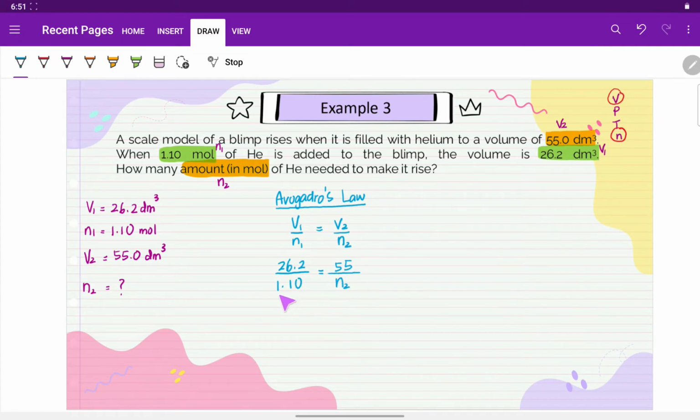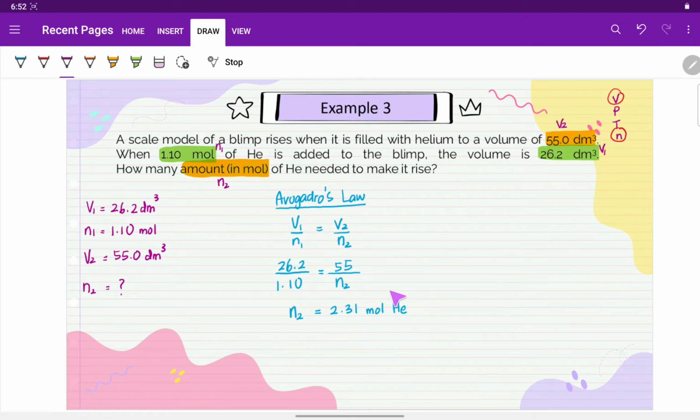Again, yang penting macam saya bagi tadi, the units mesti sama. So kalau V1 dalam decimeter cube, V2 pun mesti dalam decimeter cube. Kalau dalam milliliter, dua-dua kena dalam milliliter. Same goes with the number of mole. Okay, so rearrange yang awak dah susun dekat sini untuk dapatkan jawapan akhir N2.